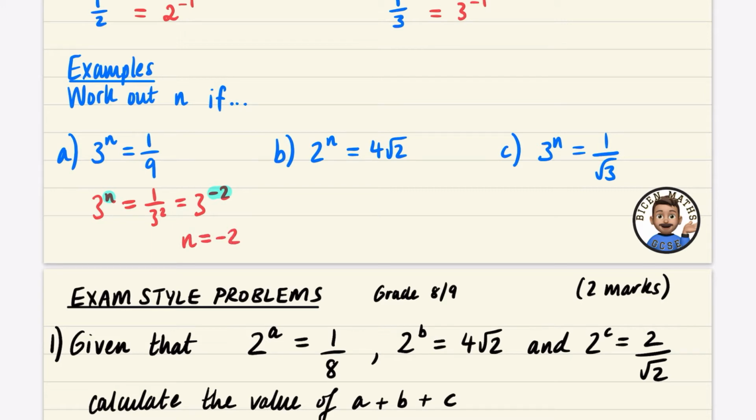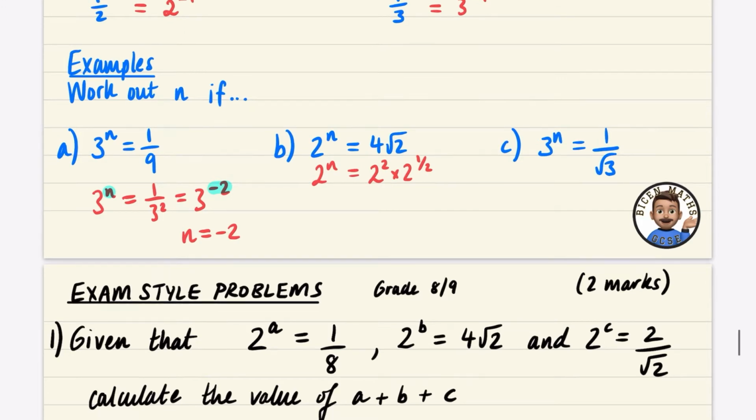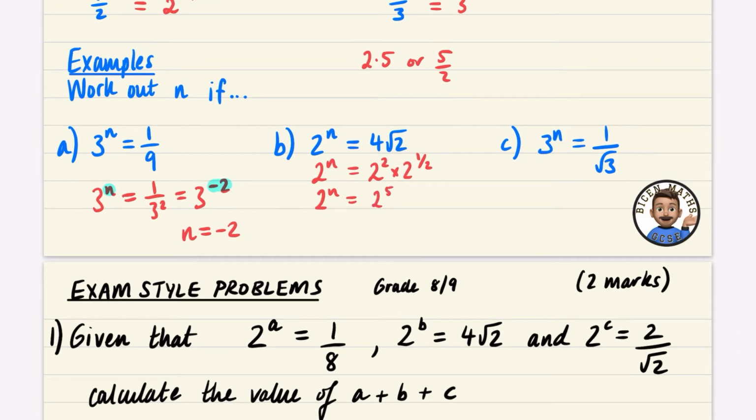This one is definitely a bit trickier because we want to write these as powers of 2. So I'm going to keep my 2 to the power of n. Well, 4 is 2 squared, and it's multiplying by the square root of 2, which is 2 to the power of a half. So we're going to then add those powers because these two things are being multiplied. Remember, you add the powers. And 2 plus a half, you can either say that it's 2.5 or you could say that it's 5 over 2. So we get 2 to the power of 5 over 2. That means, just by comparison, that n must be equal to 5 over 2.